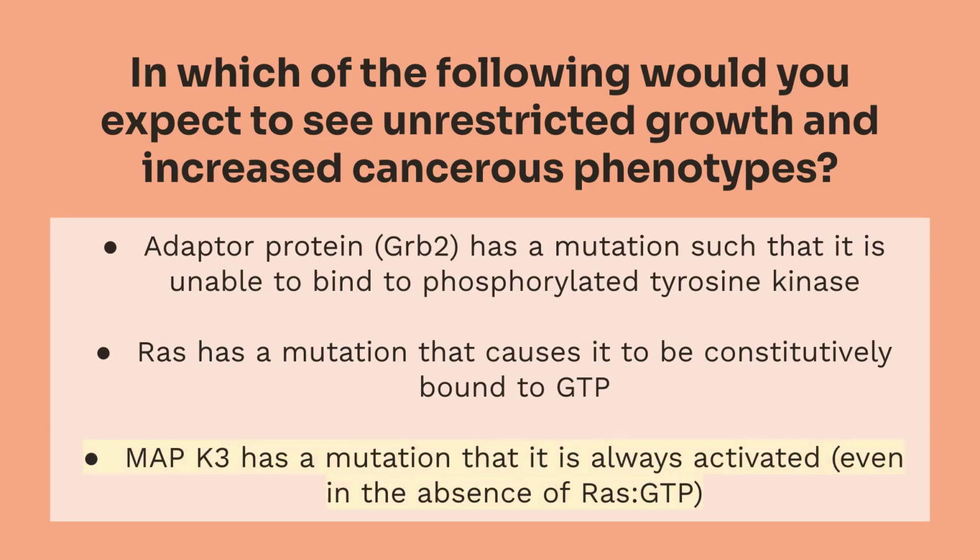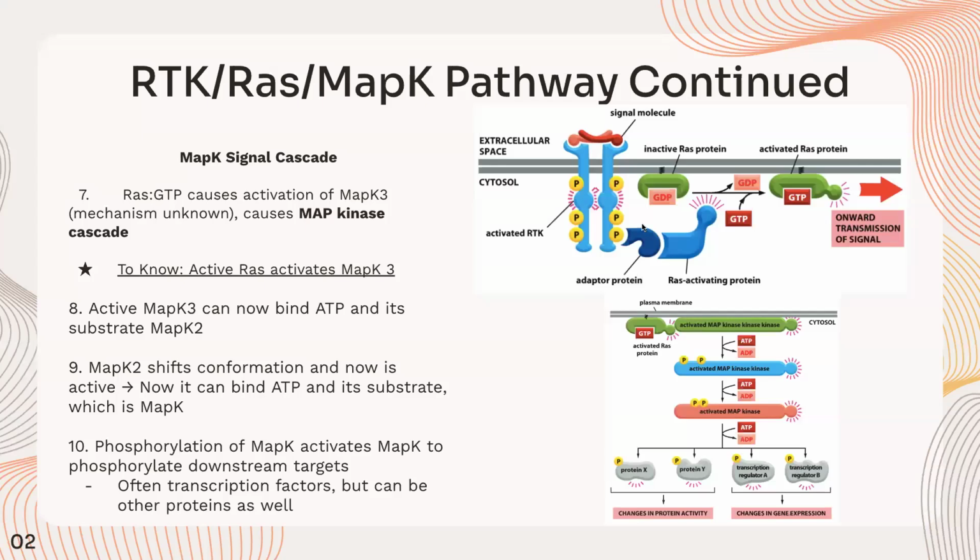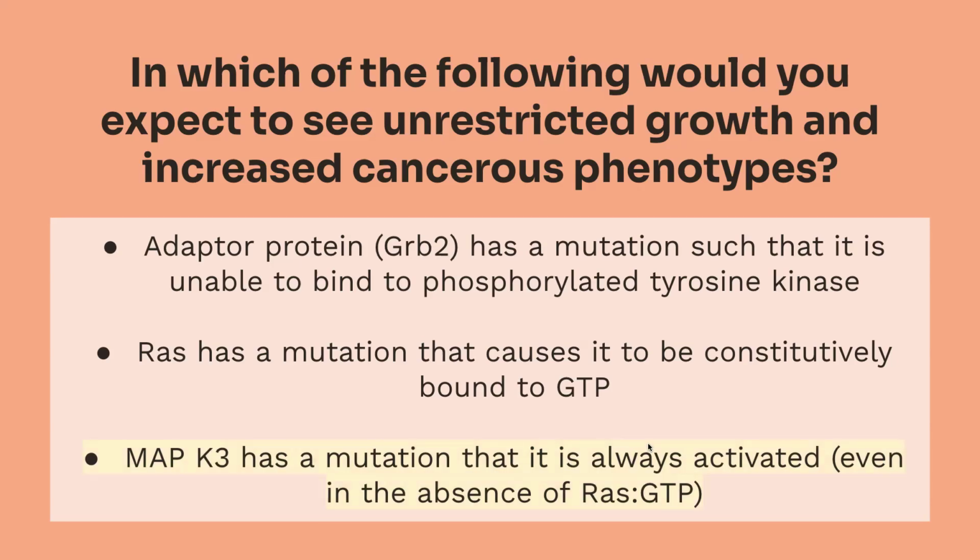So that's number 1. Number 2, RAS has a mutation that causes it to be constitutively bound to GDP. So that means it's always bound to GDP. That would be cancerous, no? That's what I thought. That's what they have in here. Okay, I lied, guys. Because if it's always bound to GTP, it's always on, right? So the signal's always going forward, and all this is happening.